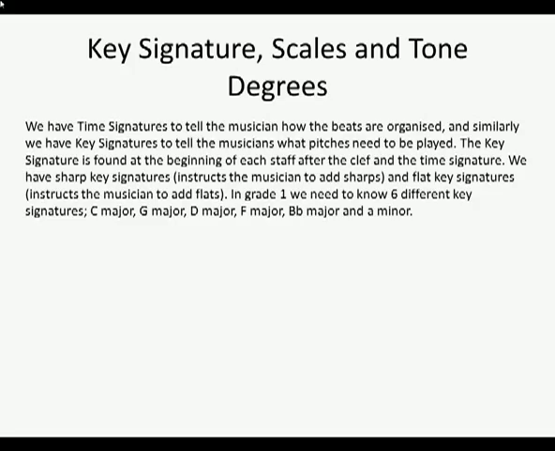In grade one, we need to know 6 different key signatures, namely C major, G major, D major, F major, B flat major, and A minor. You might have noticed how I put a lowercase a for A minor. Often musicians will use the capital letter for majors, but for minors, they'll use lowercase.